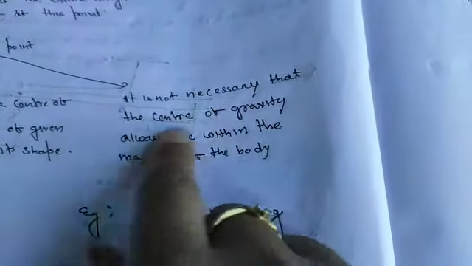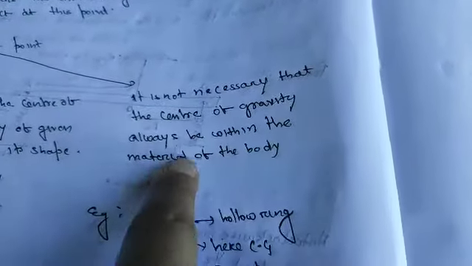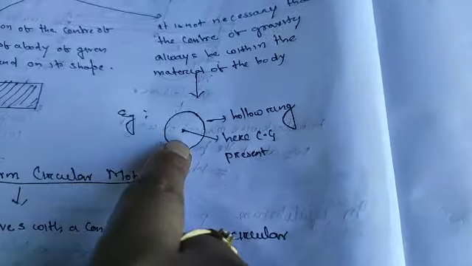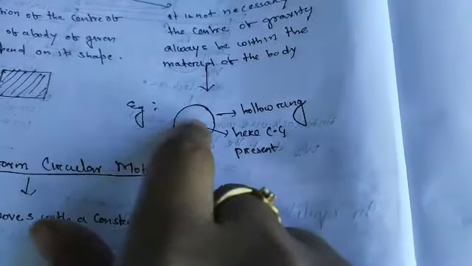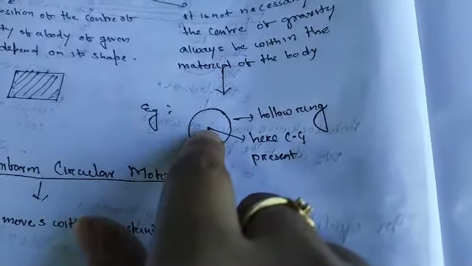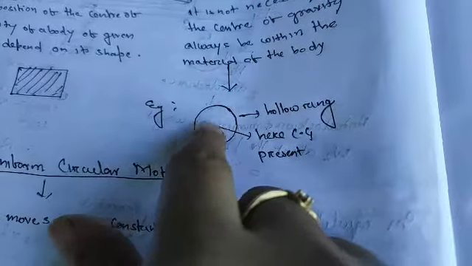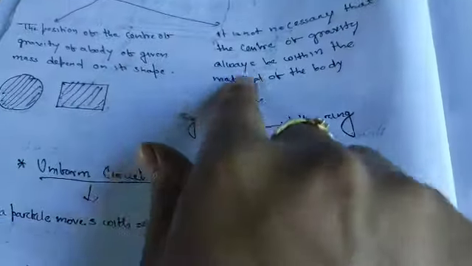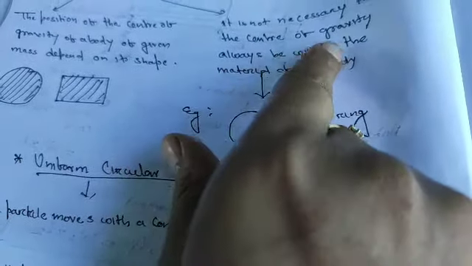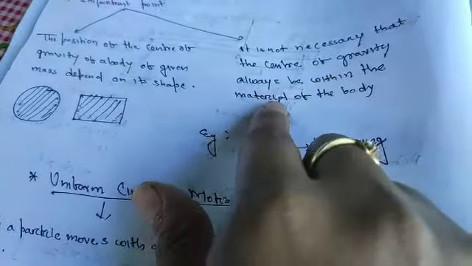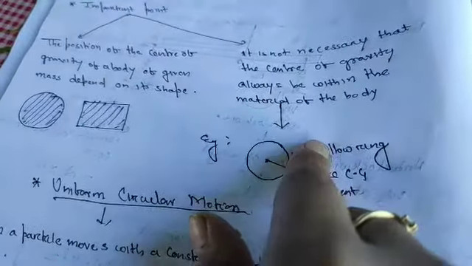Now second point. It is not necessary that the center of gravity is always within the material of the body. Means center of gravity is the point where you can balance the body, student. Suppose this is a hollow ring, and in the ring there is no material present. The center of gravity, we know, is present at the center, so there is no material present, but still the center of gravity is at the center. So this satisfies the concept that it is not necessary that the center of gravity is always within the material of the body. Maybe it is outside, where there is no presence of material.